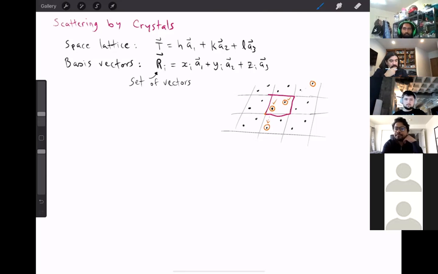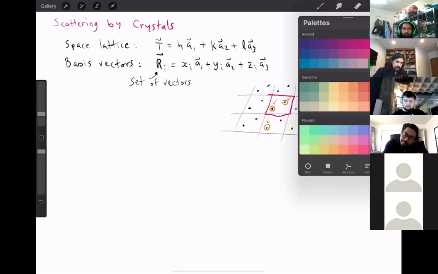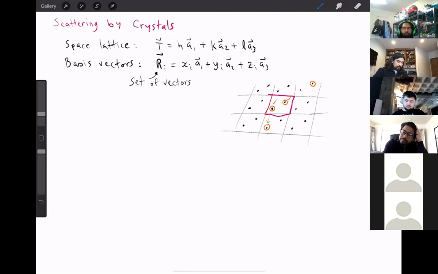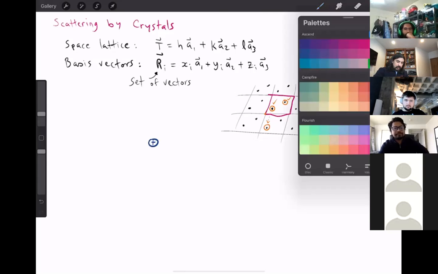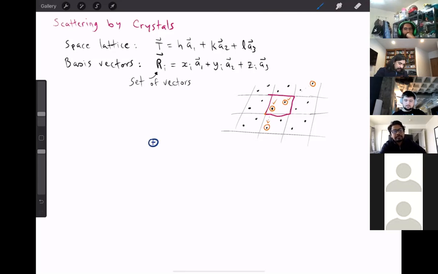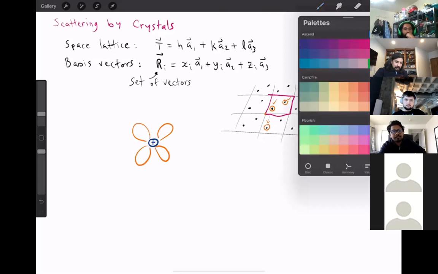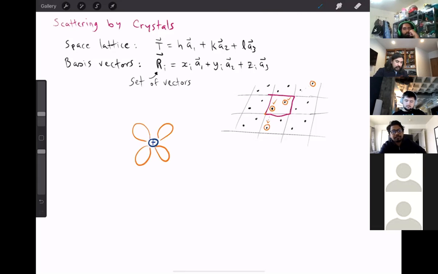We have incident waves. And then let's say that we had an atom. So here's our atom. This is the nucleus. Then that nucleus has some electron cloud around it, right? And then we have incoming radiation.